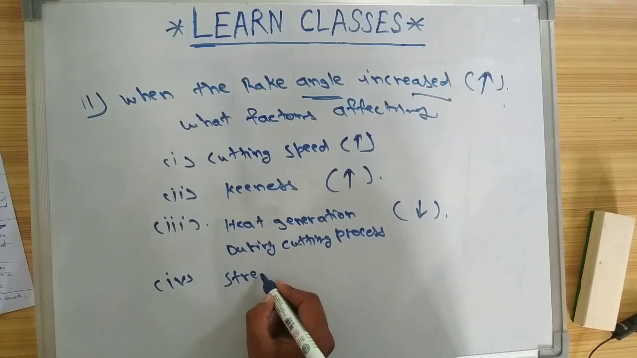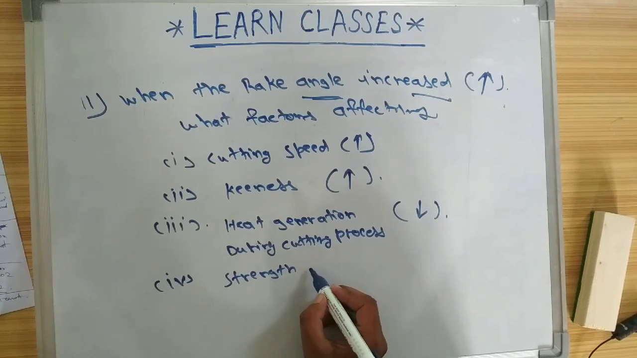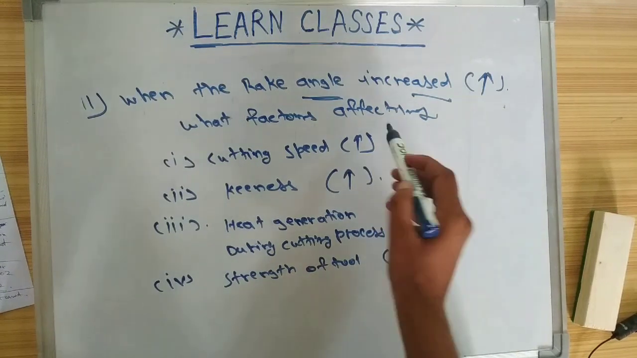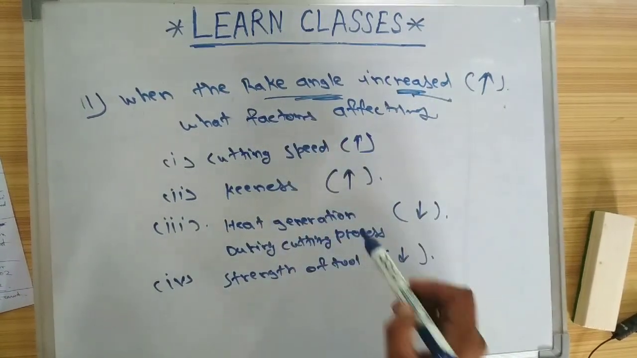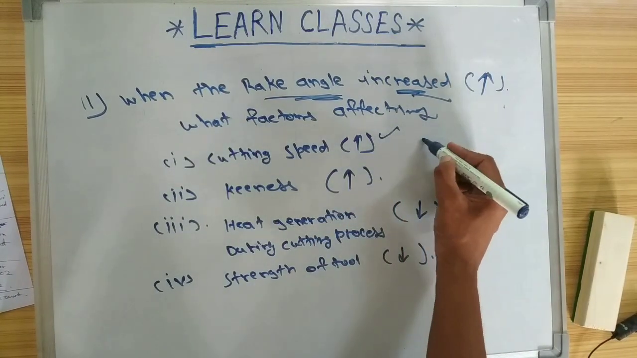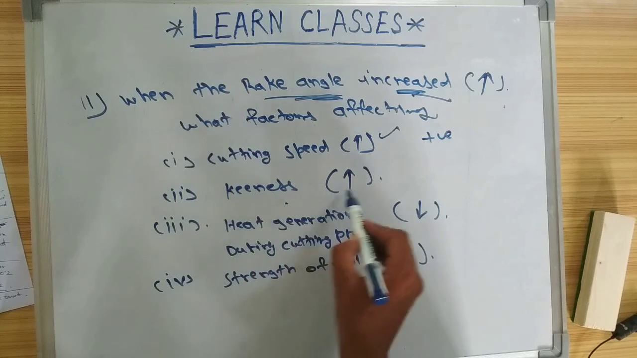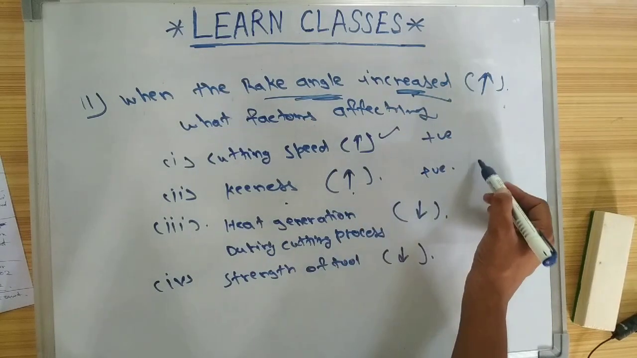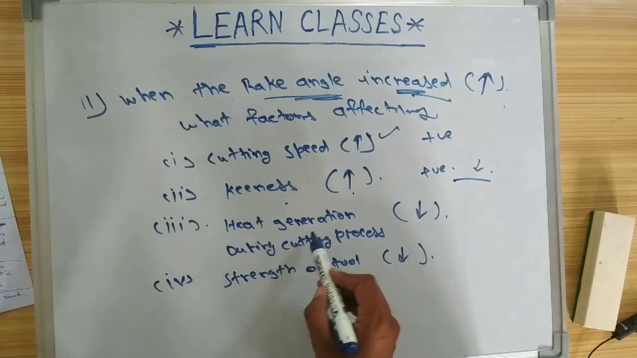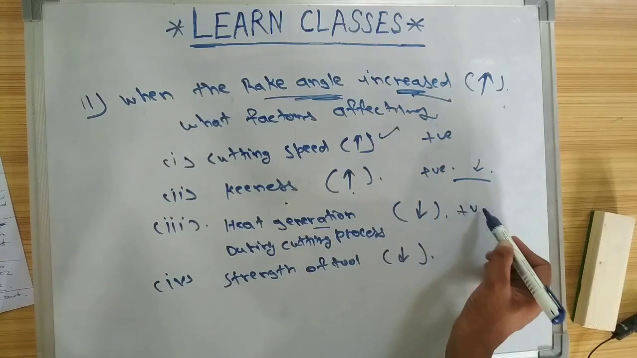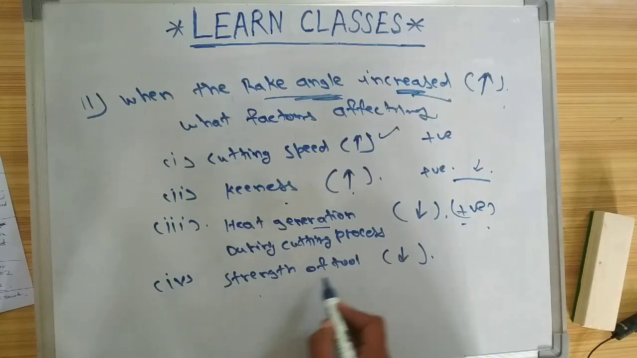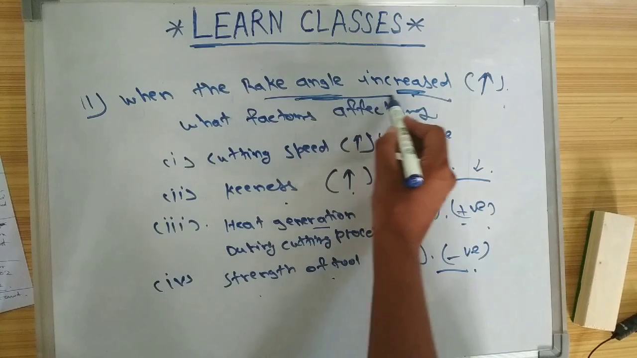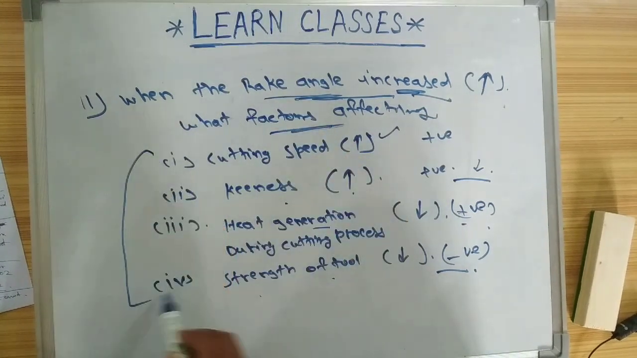Strength of the tool decreases. So with the increase of the rake angle in the cutting tool, cutting speed increases, its positive point, and keenness increases, its positive point. So the cutting forces decrease, heat generation in the process decreases, its positive point, and strength of the tool decreases, its negative point. Those are the factors affected with increase in rake angle.